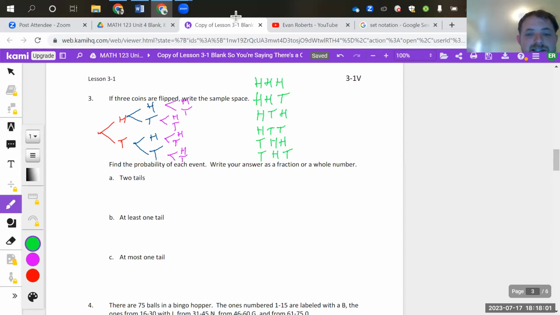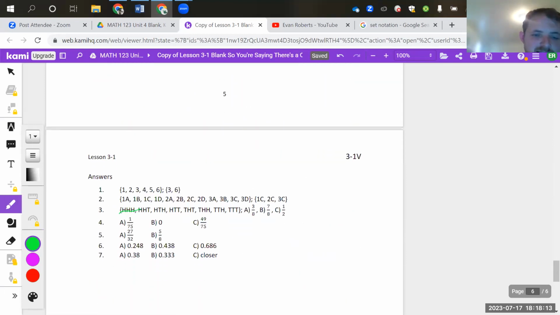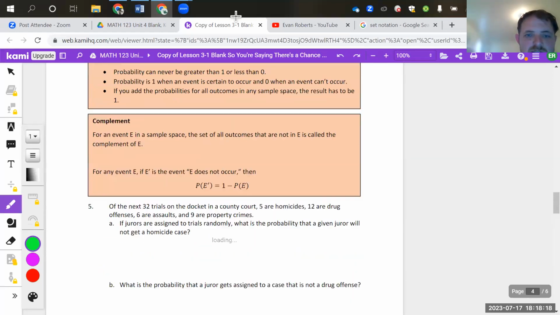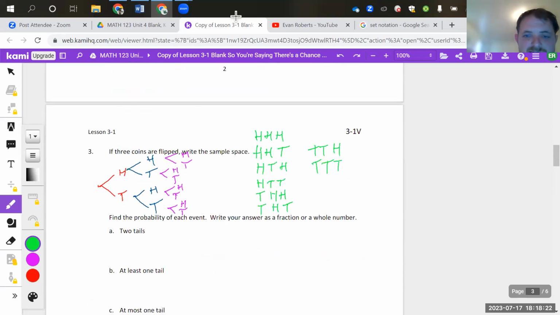And then the last two would be tail, tail, head, and then tail, tail, tail. So in a nice little world, if you look at the answer key, it's probably listed all out like this. But when you're just listing it out and trying to figure out the situation, you're probably not going to write it in that set notation. You're just going to write out those 8 possible outcomes.